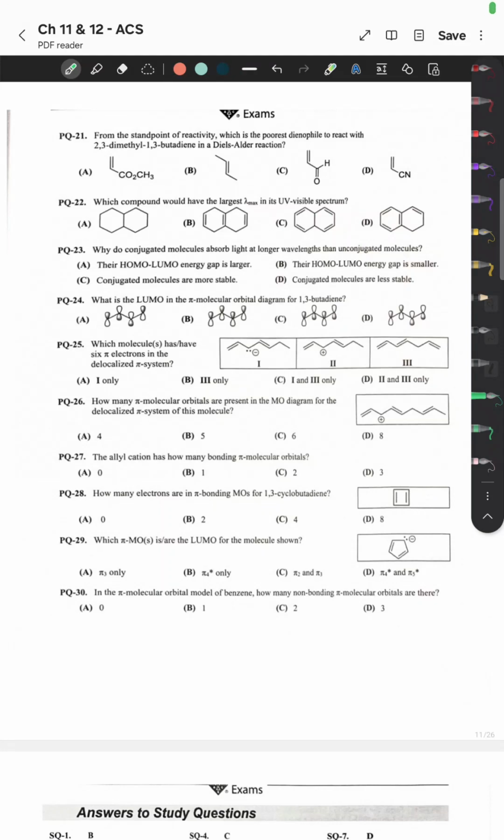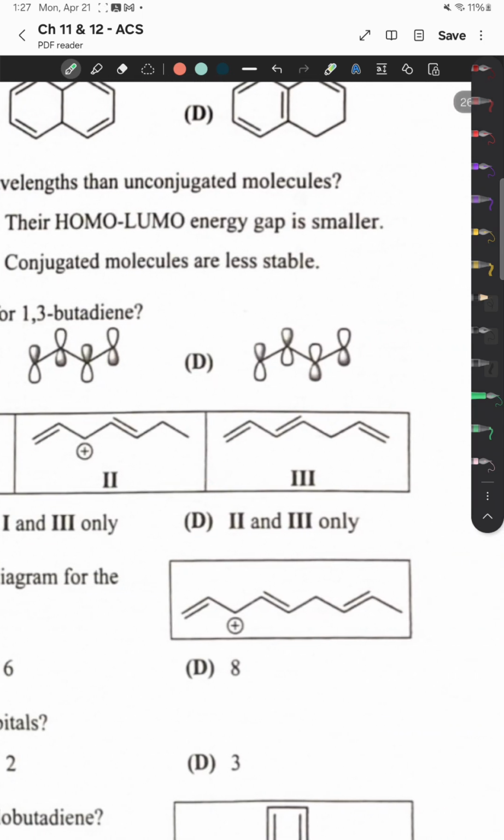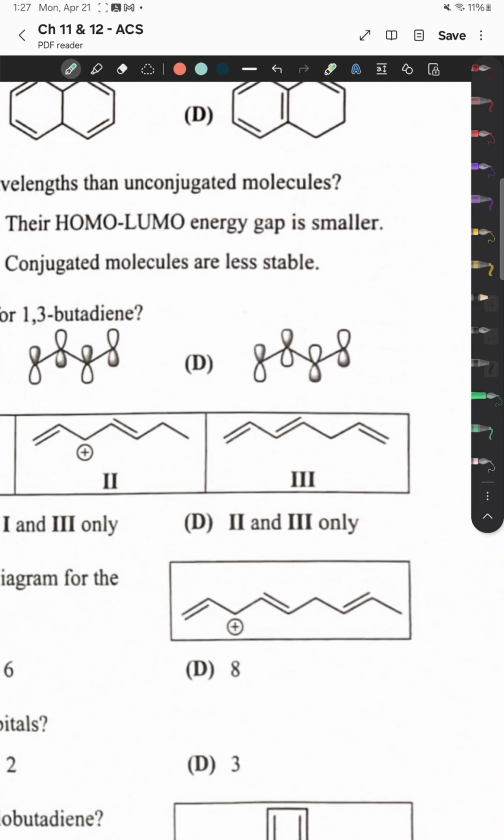Question 24 from chapter 11 asks what is the lowest unoccupied molecular orbital in the pi molecular orbital diagram for 1,3-butadiene. So let's first draw how 1,3-butadiene looks. First, we know it's a butane: 1, 2, 3, 4. Ene, but there are two enes, so a diene. The first alkene is located at 1.